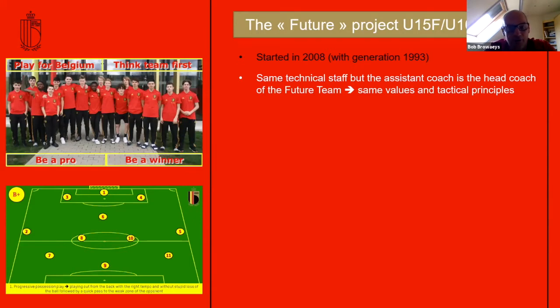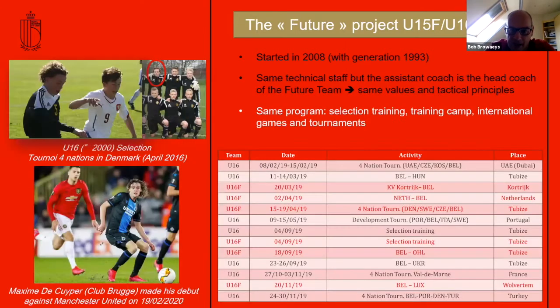So what is very important now in our future project is that we offer the same values and the same tactical principles as we do with our normal under 15, under 16, under 17 teams. And we are working with these late developers with the same technical staff. But my assistant coach, he is here, the head coach of the future team. But I also follow, of course, these guys, and they are very talentful. But what's for us very important is we prepare them also for future national A teams. We give the same program. There are selection trainings, there are training camps, there are international games, there are participating tournaments. Like, for instance, we have a fantastic Four Nation tournament with the under-16.